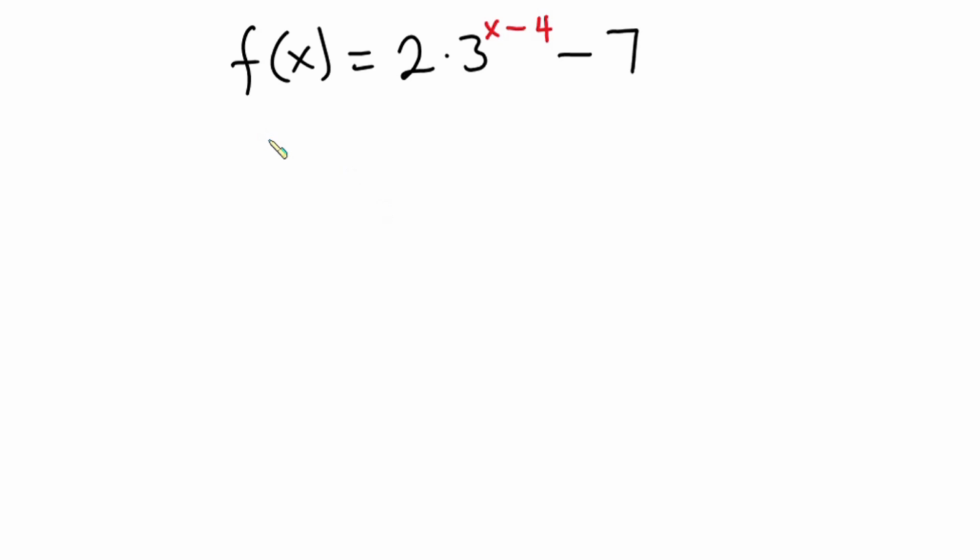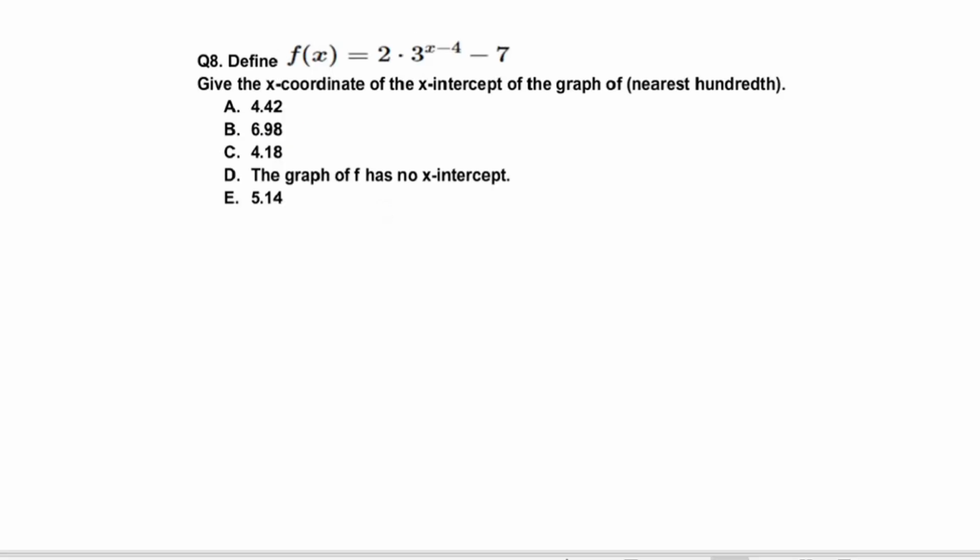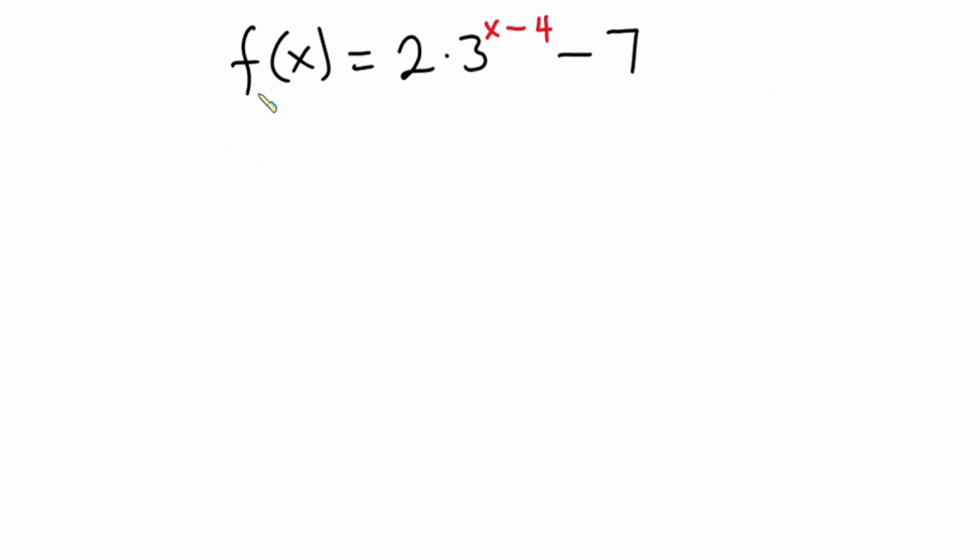Hello everyone. In this video we have this nice SAT math multiple choice problem. We have this function f of x is equal to 2 times 3 to the power x minus 4 minus 7. And we have to find the x coordinate of the x-intercept for this function.